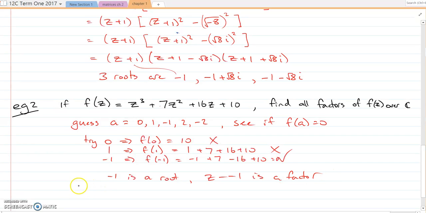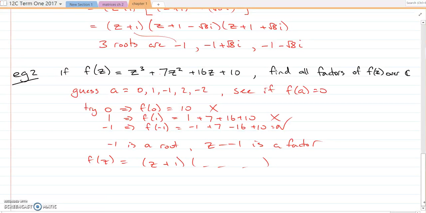So this f of z equals z minus minus 1, which is z plus 1, times some second degree polynomial. Just to show you a different way of doing this, we could do it the same way as last time, but what I'm going to do is long division with polynomials. This is just another way. You can do it the way I did in the last video. I actually like this way much better. If you know how to do this, great. If you don't, I highly recommend following along and seeing what I do here.